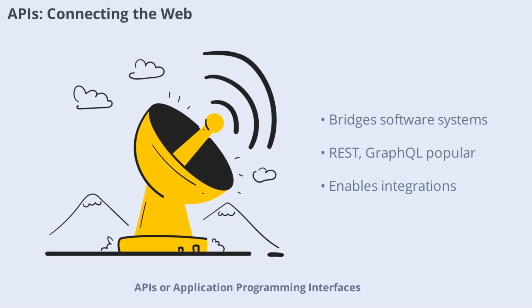APIs, or application programming interfaces, act as bridges between different software systems. They allow websites and apps to communicate and share data. For example, when you log in with Google or Facebook, an API is at work. REST and GraphQL are popular API styles. APIs make it possible to integrate third-party services, automate tasks, and build complex features. Next, let's see how security is maintained in the web development ecosystem.